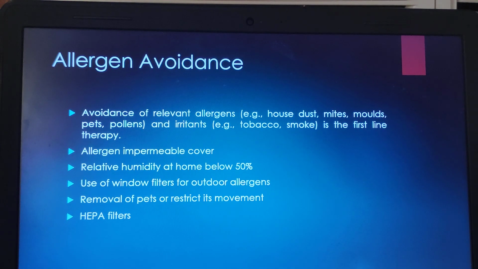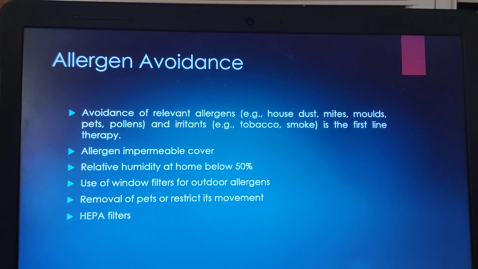Regarding allergen avoidance, the common allergens are house dust, mites, molds, pets, pollen, etc., and certain irritants like smoke and tobacco. Avoiding these allergens is the first line therapy.